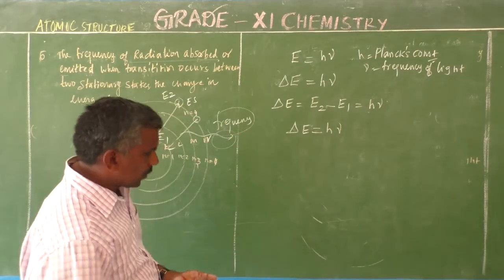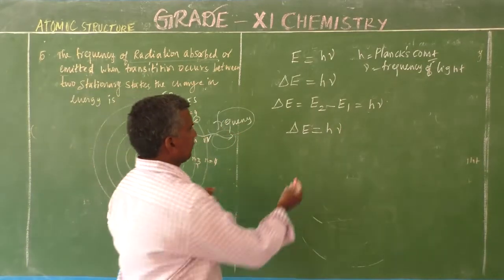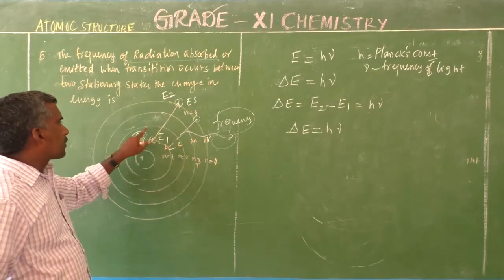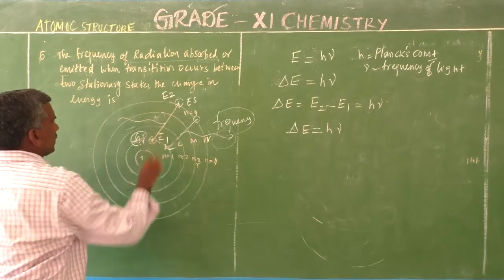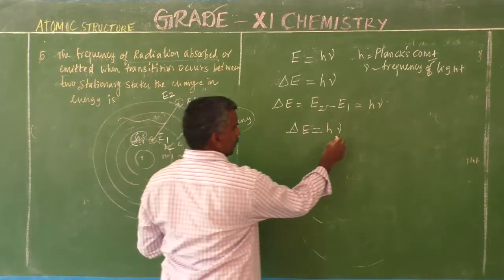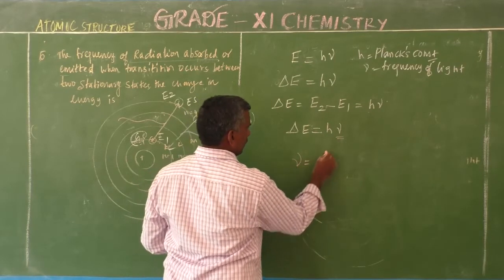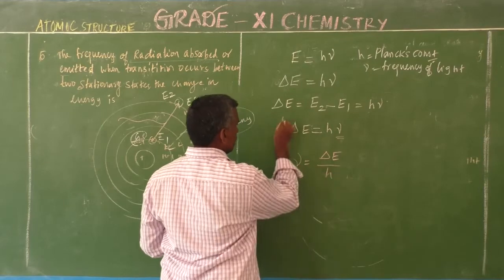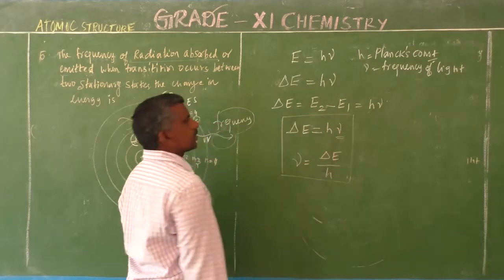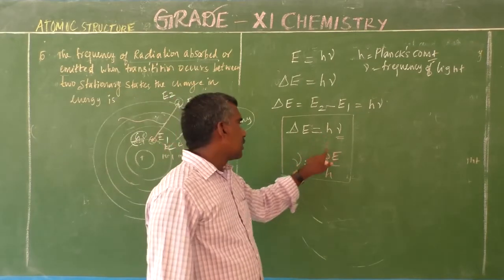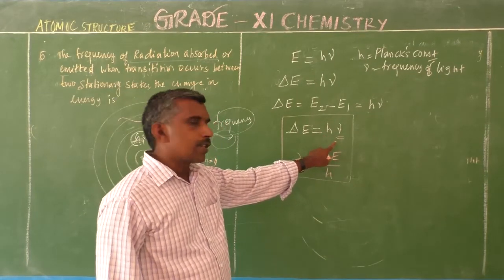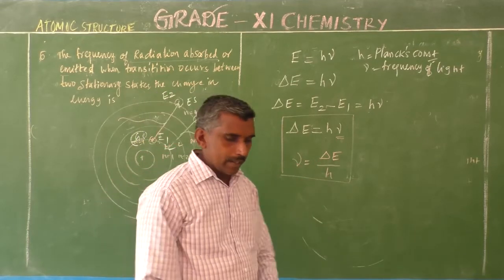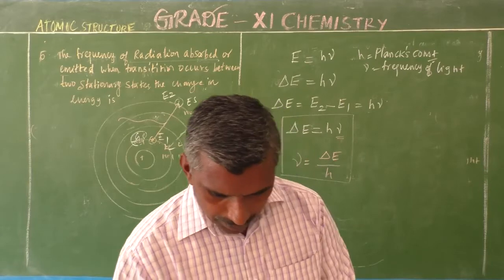So we want the frequency. The light frequency is necessary for emitting or observing rays. We want frequency: nu is equal to delta E by h. This is a very important formula. Change in energy is equal to h nu, h is the Planck constant, nu is the frequency of light, and nu value is delta E by h. This is the fifth postulate.